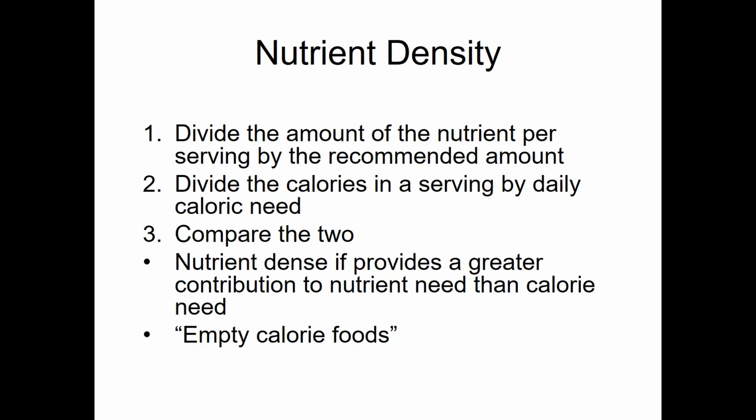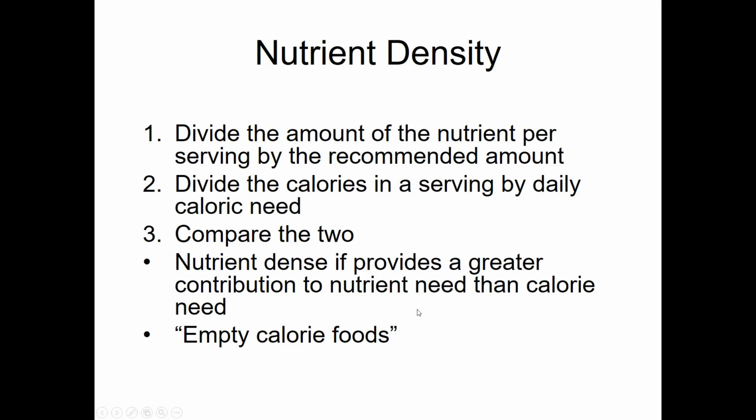In contrast, nutrient density compares the amount of nutrient to the calories in the food. Something that is nutrient dense would have a lot of the nutrient for the amount of calories, while something low nutrient density would have few nutrients per calories. Soda is a good example of a low nutrient density food because there are virtually no nutrients in it. In other words, it's an empty calorie food.